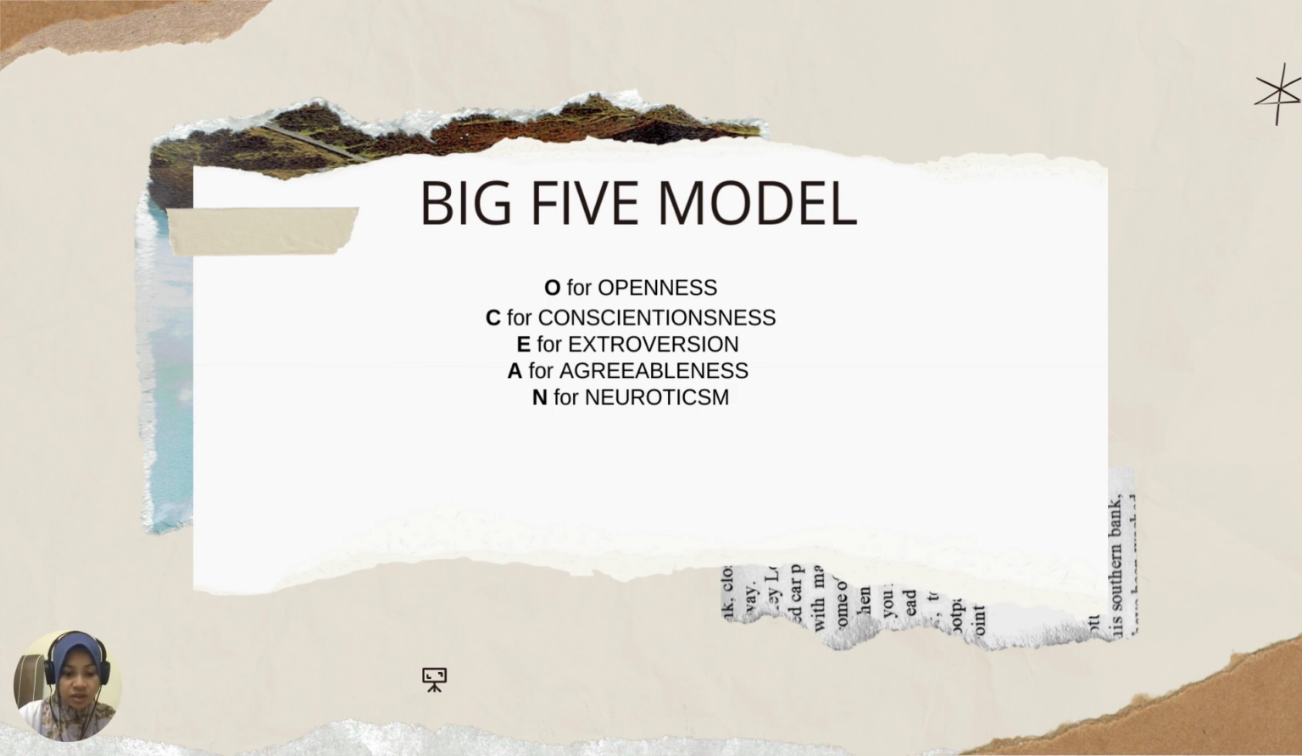C for conscientiousness. Common features of this dimension include high level of thoughtfulness, good impulse control, organized, and goal-oriented behavior. People that have a high degree of conscientiousness are reliable, prompt, and tend to be organized and mindful of details.